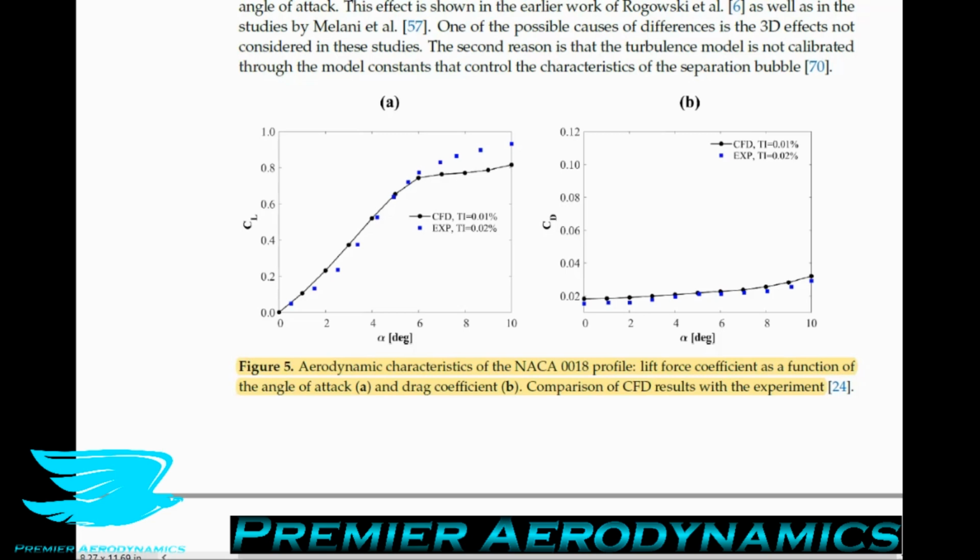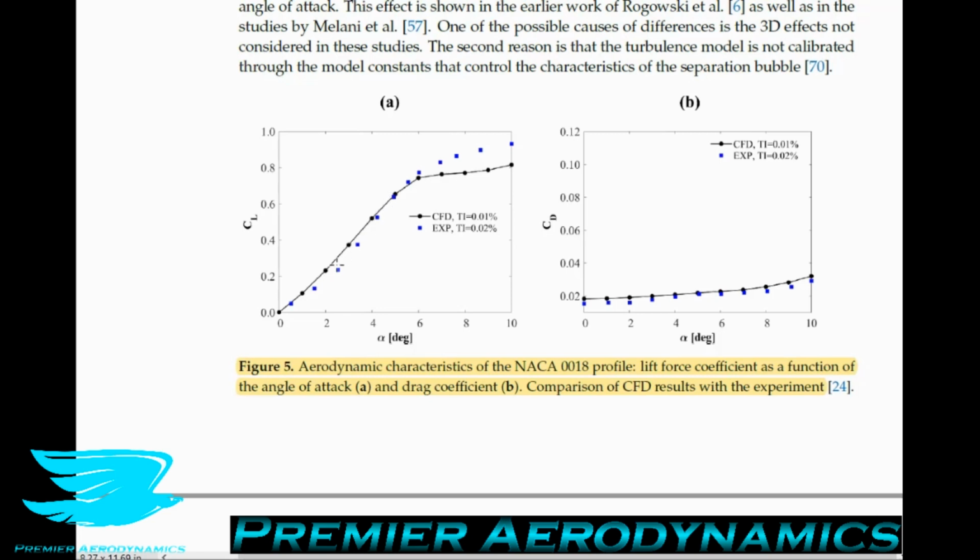The second reason that we are getting some differences between the lift coefficient of the CFD compared to experiments is that the turbulence model is not calibrated through the model constants that control the characteristics of the separation bubble. So here they do say that there is a separation bubble happening. The gamma theta model, like all turbulence models, uses coefficients in its equations. These are empirically determined, and they are not specific for this LSB formation for this study. You can get coefficients that are specifically designed for this LSB, but they don't have them here, and that could make a major difference. That's why we do get potentially some differences here at different angles of attack. At low angles of attack, that's probably what's happening.